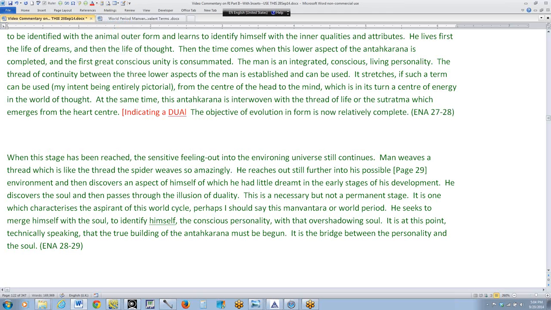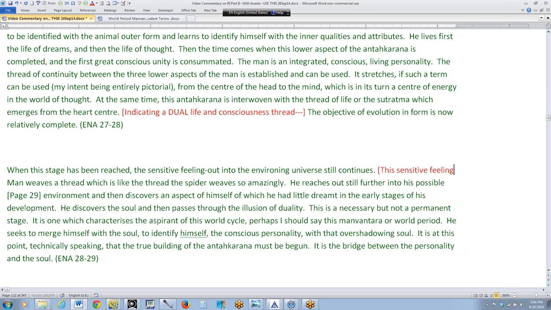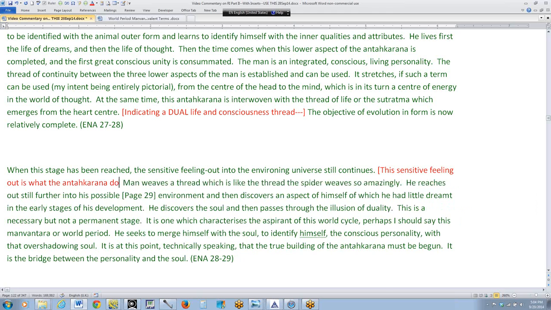Indicating a dual life and consciousness thread. Okay. Now, there's just one more paragraph which I think would be useful to us. No sense reading everything in Education in the New Age, because we have actually seen that it has been imported, the majority of it. When this stage has been reached, the sensitive feeling out into the environing universe still continues. And we can call this the sensitive feeling out is what the Antahkarana does.